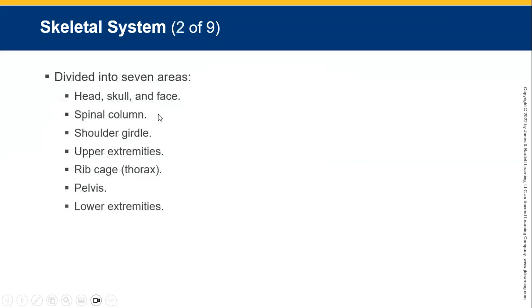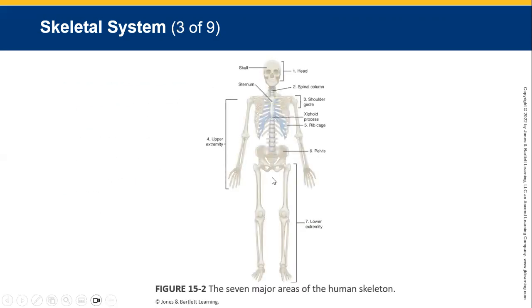They're divided into 7 areas of the body: head, skull and face, the spinal column, shoulder girdle, upper extremities, rib cage or thorax, pelvis, and lower extremities. There's a picture of the skeleton as it is, as the anatomical man would be, on his back, palms facing up, thumbs facing outwards, and all the bones are there for you to see.